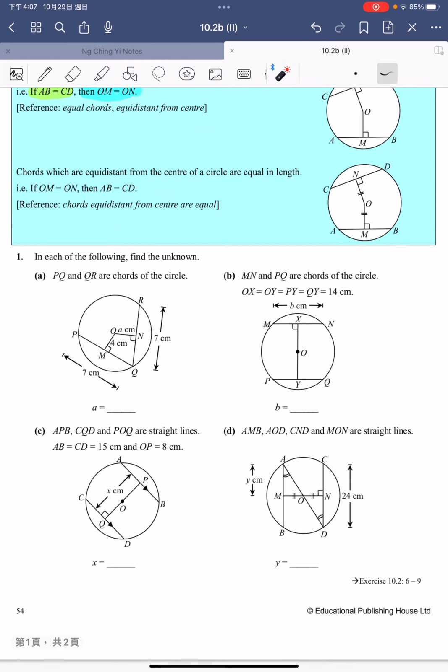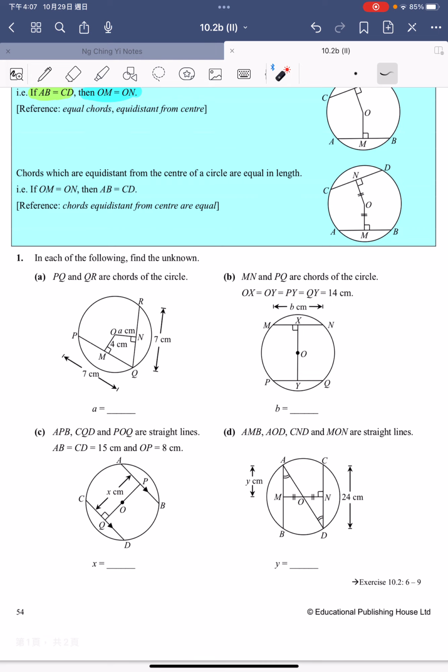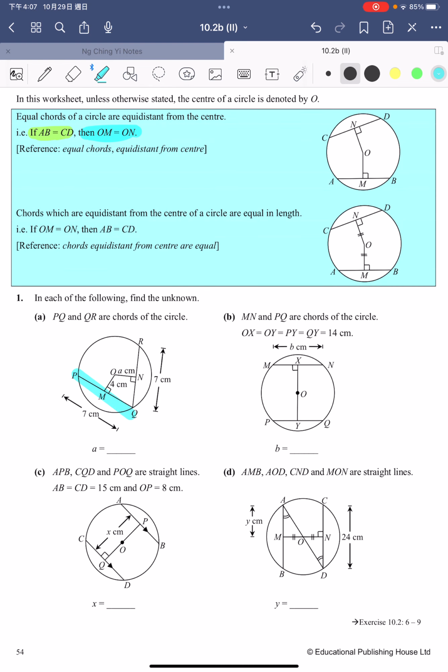Okay, for 1a, we have PQ and QR, which are chords of the circle, and you can see that the lengths are the same, so we can say equal chords, then equidistant from the center. Which means that OM is the same as ON. So A is basically just 4.